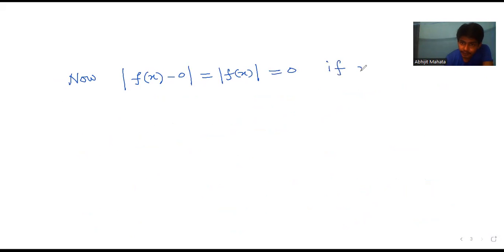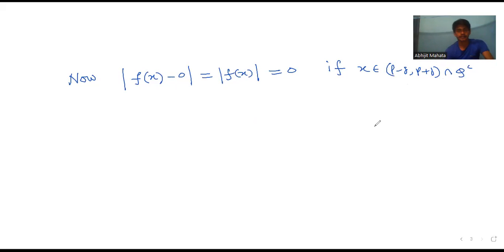So basically now, |f(x) − 0|, this absolute value, is nothing but |f(x)|, and this is 0 if x belongs to (p − δ, p + δ), this open interval, intersection irrationals. Okay, if we take an irrational point from this interval.